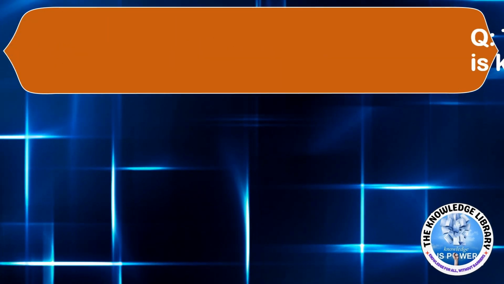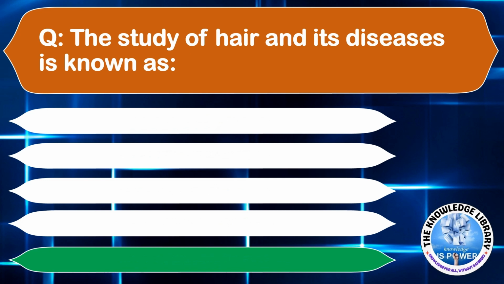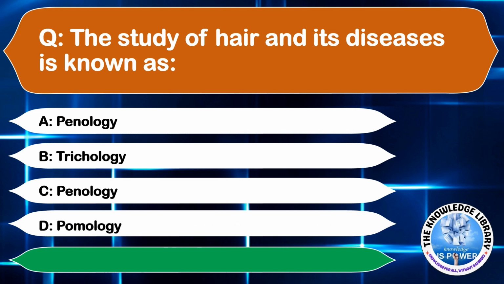The next question is, the study of hair and its disease is known as A. Penology. B. Trichology. C. Penology. Or D. Pomology. The correct answer is option B, trichology.